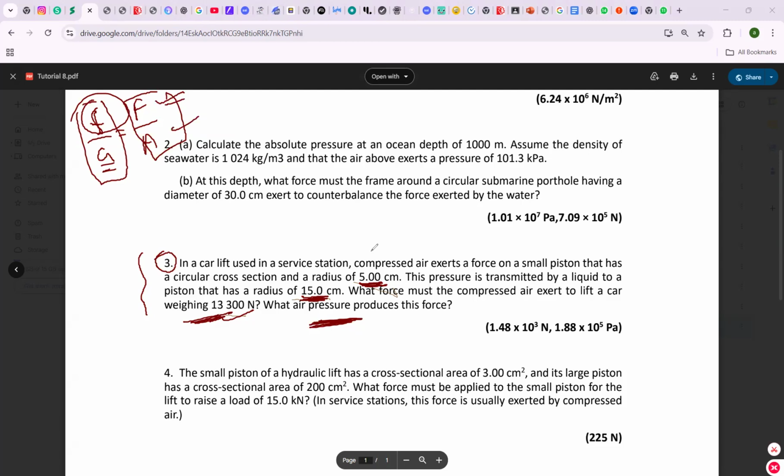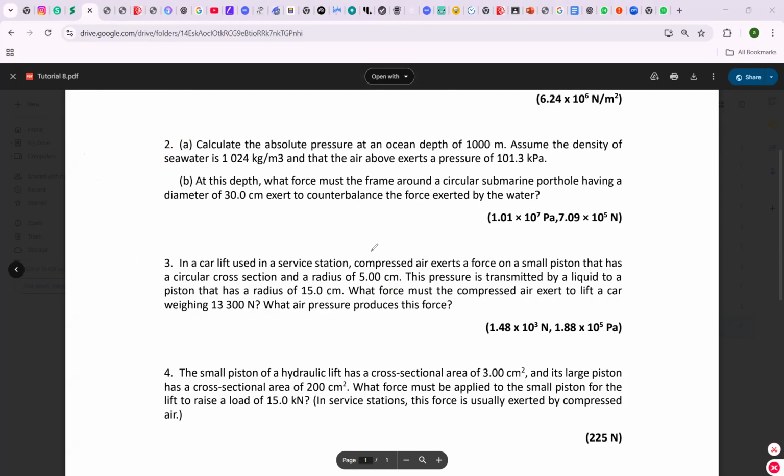But let us first find out the small f. Yeah, but we have to convert first, right? Yes, you have to convert centimeter into meter on both sides.